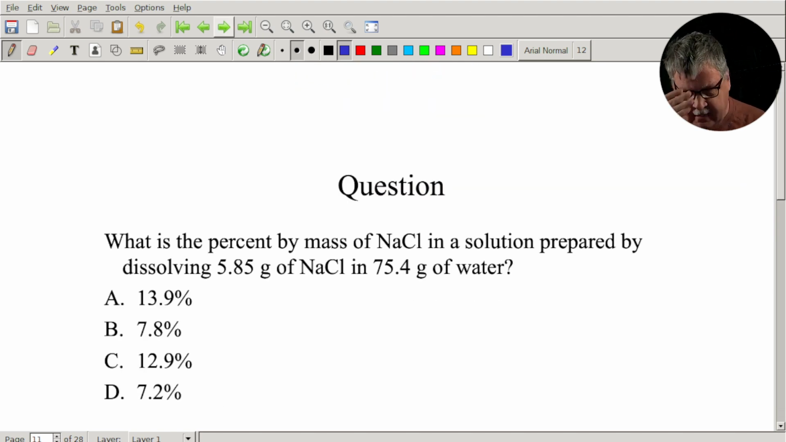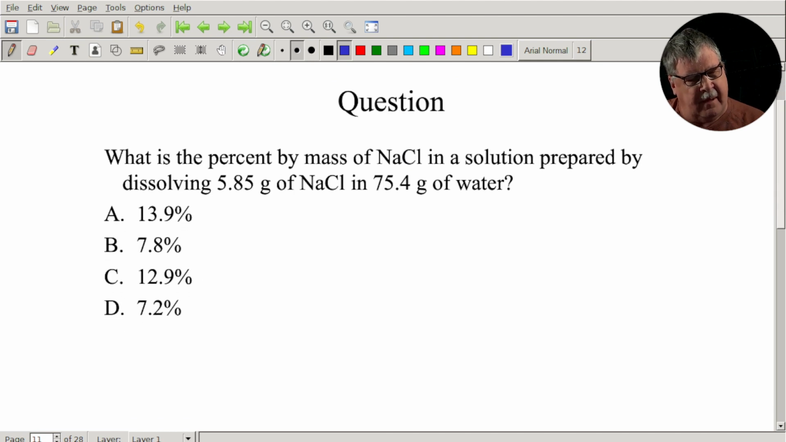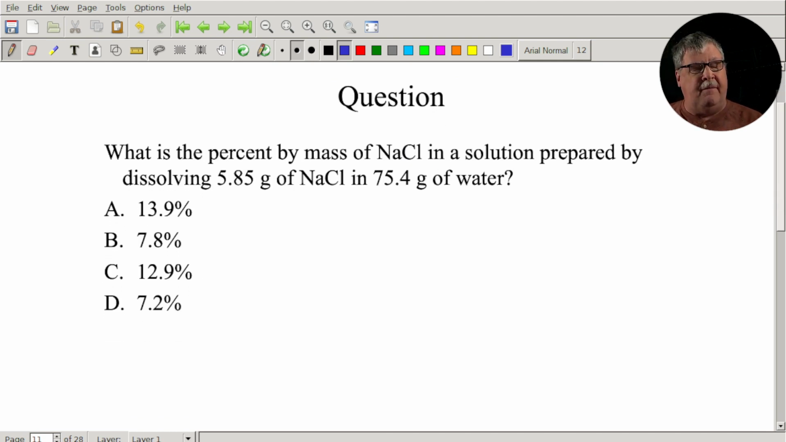All right, so let's do a little bit of work. See if you can take a few minutes to figure out this question. I want to make a solution by dissolving 5.85 grams of sodium chloride into 75.4 grams of water. What's the percentage of the solution by mass if I do this? What am I going to do to figure this out?